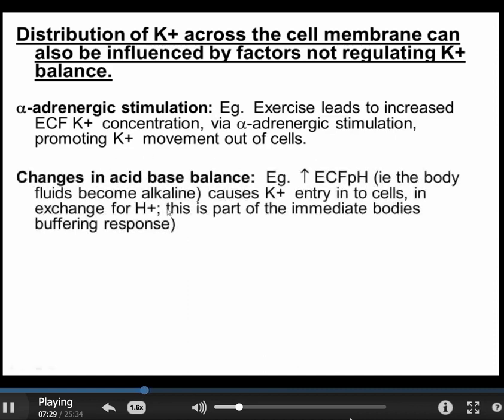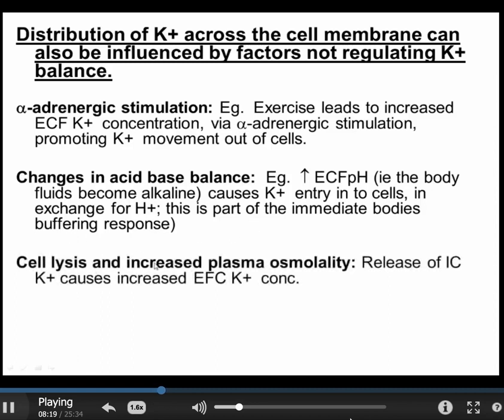Changes in acid-base balance will change the distribution of potassium across the cell wall. This is actually part of the body's acid-base balance mechanism, and I'll talk about that more in a later lecture. When the pH of the extracellular fluid increases, that means there's less hydrogen ion in the extracellular fluid than there should be. Hydrogen ion will leave the cell to try and bring the pH back to normal, and potassium, which is also positively charged, will enter the cell. So when the body fluids are alkaline, you will see hypokalemia develop, which will lead to hyperpolarization of excitable tissue.